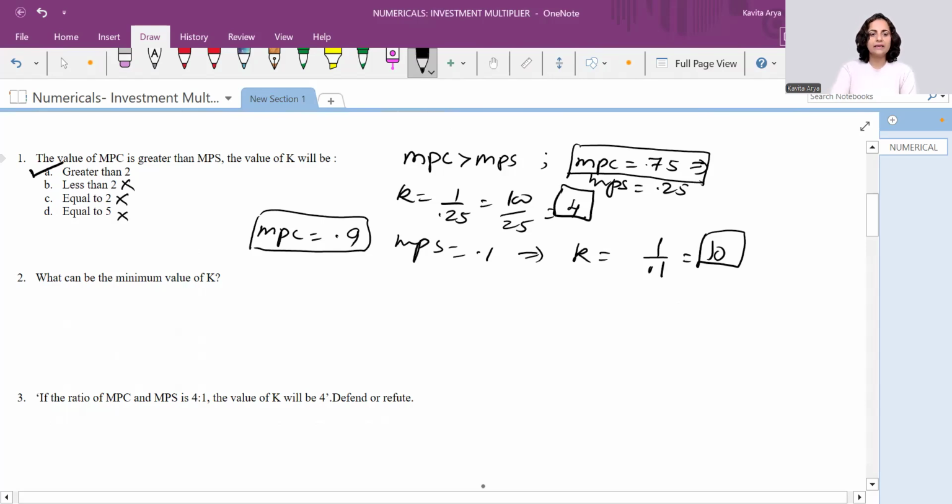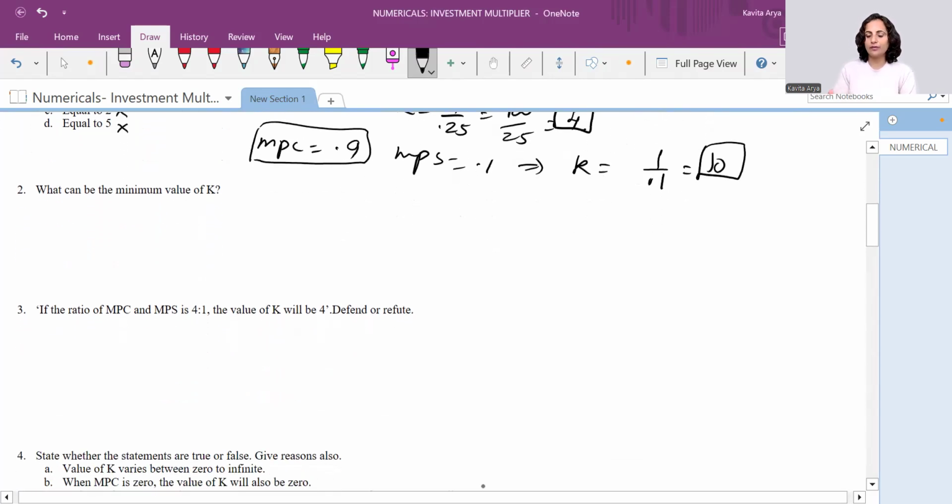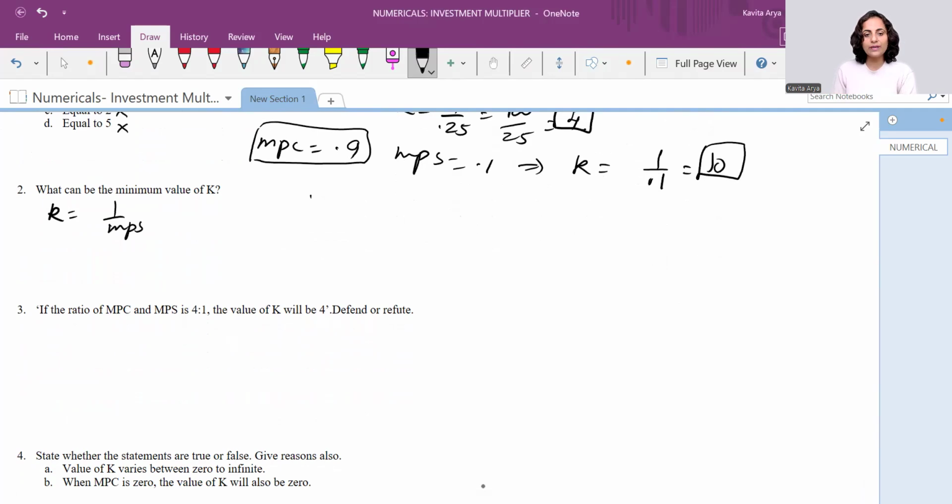Okay. Then comes, what is the minimum value of K? We know the value of K is equal to 1 by MPS. You may find it with the help of MPC as well. And you also know that MPC as well as MPS both have their extreme values to be equal to 0 and 1. They don't go beyond 0 or 1.